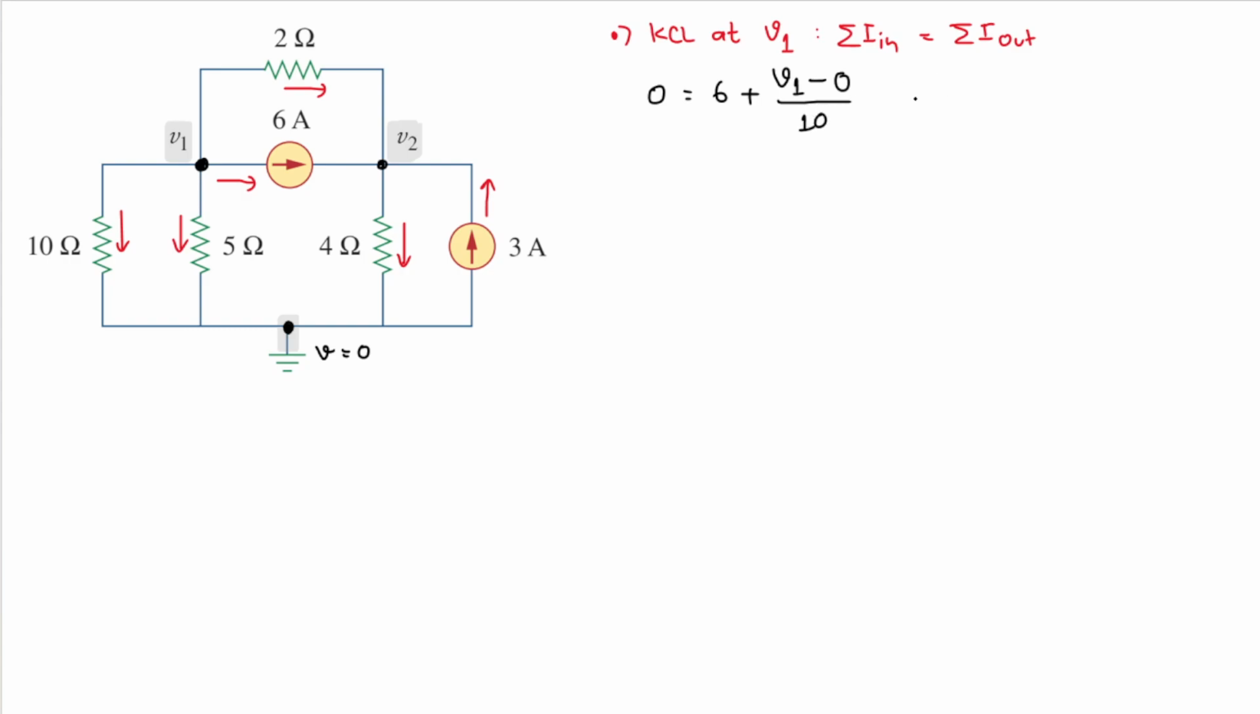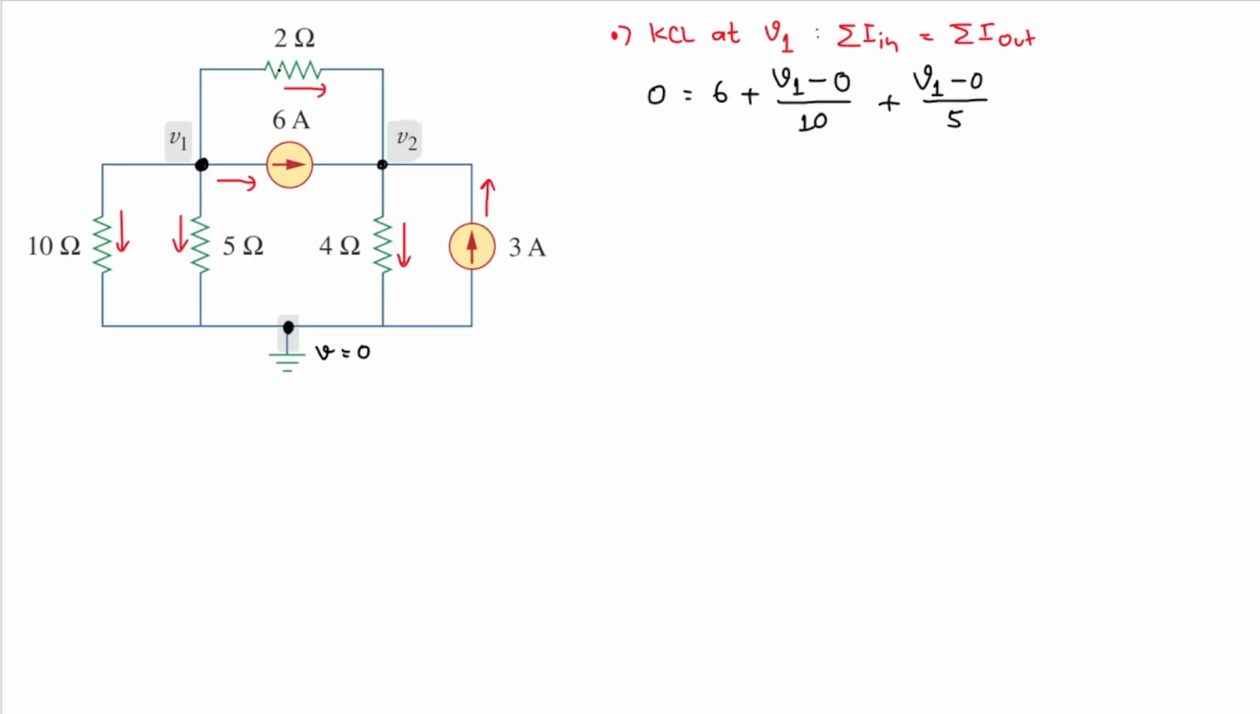Then let's move on. I will have the second current, I mean the third current, technically. So I will have this one here. We can play the same game. So I will have V1. The current comes from V1 and it goes to the ground. So I will have again V1 minus 0. But then the resistance between them is 5 ohm. So I will have 5 here.